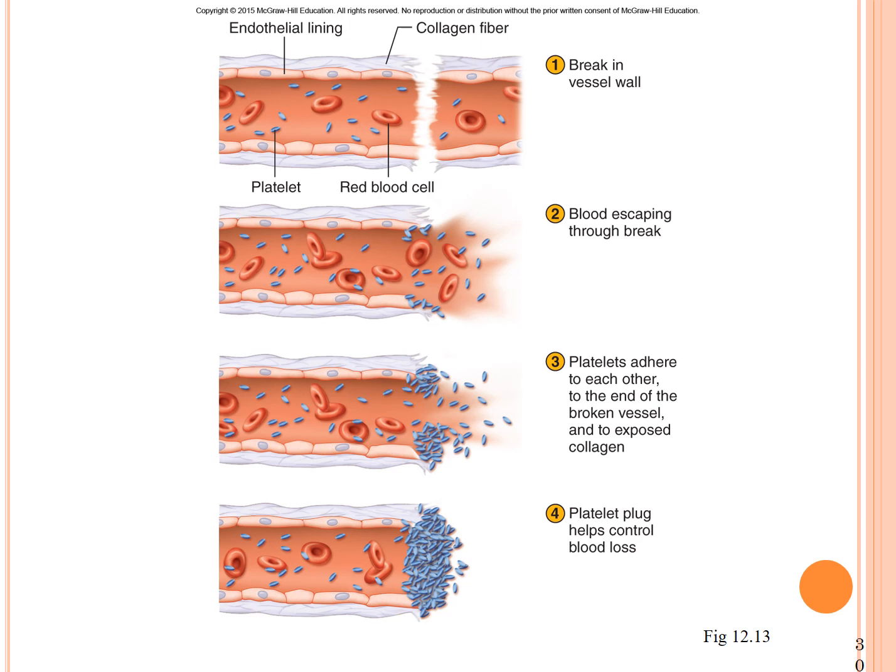The platelets, which are flowing down the smooth endothelial lining, detect the foreign collagen and start to adhere together. This forms a platelet plug. The platelet plug helps to control blood loss.